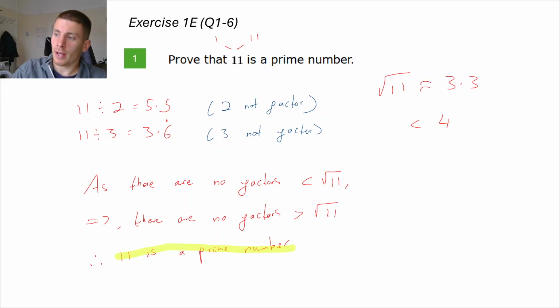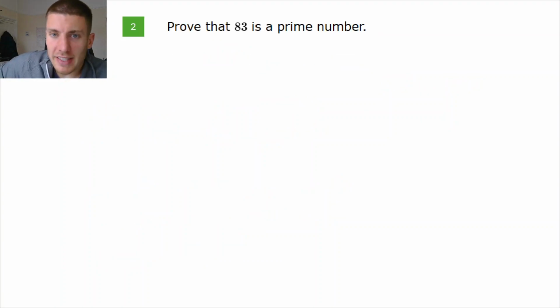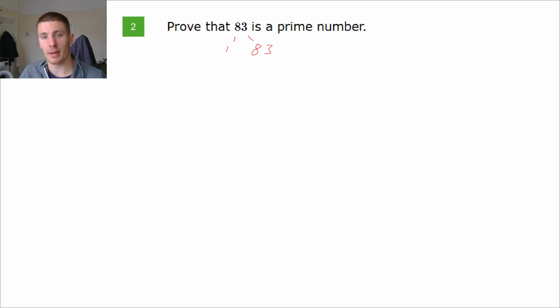Okay. Question 2. Very similar, isn't it? Which is now saying prove that 83 is a prime number. And again, we're going to be doing this in a very similar way. It is really important that we're not just dividing through, because if 83 is prime, it must have only two factors, which are the number 1 times by the number itself, 83. It would be crazy to divide through by 2, 3, 4, 5, 6, all the way up to 82. You'd be wasting a lot of time.